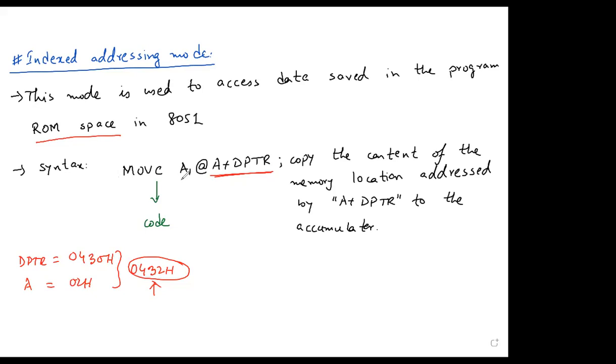Okay, sir. All right, anything else? Sir, you are saying that the destination for MOVC will always be the accumulator, right? Right. And as for the second portion, @A, can I write B or any other register in place of A? No, you cannot write. This has to be A and DPTR. This is constant. Any other question, anyone? Okay, let us see an example. If you still have questions, you can ask after that.